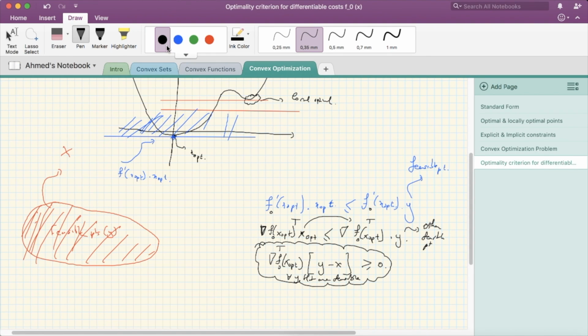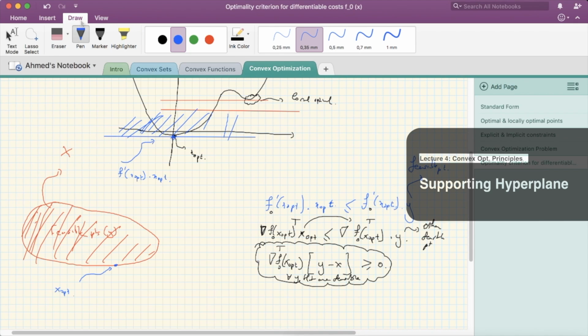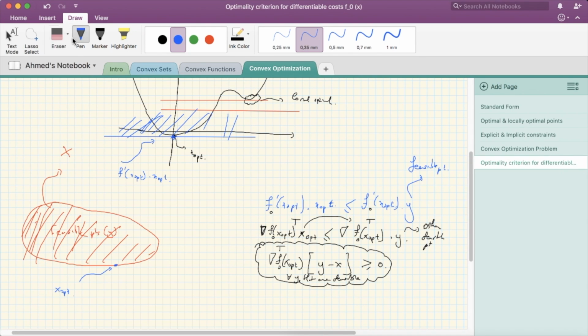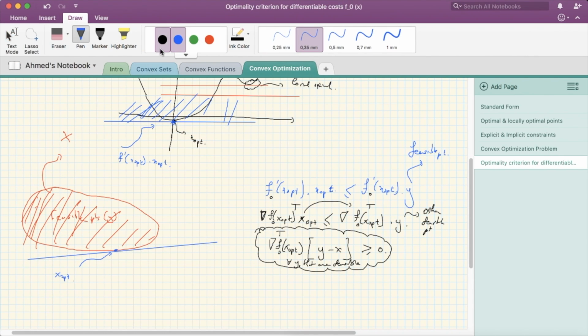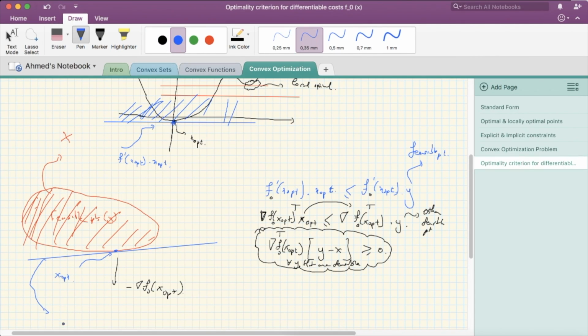So without loss of generality, let's put it here on the boundary. So this is x opt. And what does the gradient of f at x opt represent with respect to this set? If it is non-zero, it will define a supporting hyperplane to the set X. So if I come here and insert a line that is, let's say, tangent at it, the gradient is the normal, right? So this is minus the gradient of f naught at x opt. So this blue line is the supporting hyperplane.